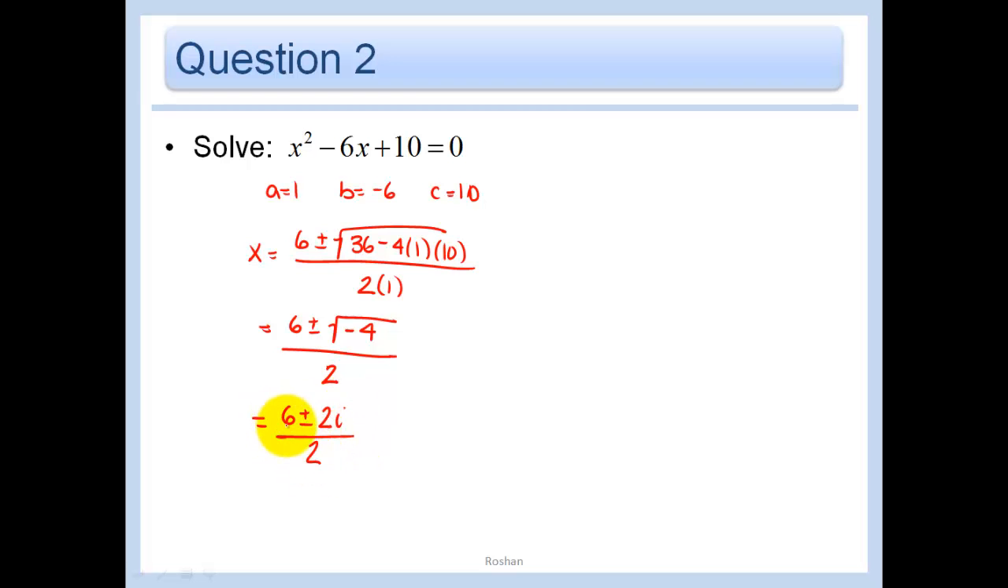Now I look at each of my terms, the 6, the 2i, and the 2. Is there anything in common in all of those? The answer is yes, there's a 2 in common. I could divide each and every term by 2. So I do 6 divided by 2 and I get 3, plus or minus 2i divided by 2 is just i. That is my answer. Again, I have two solutions, 3 plus i and 3 minus i.